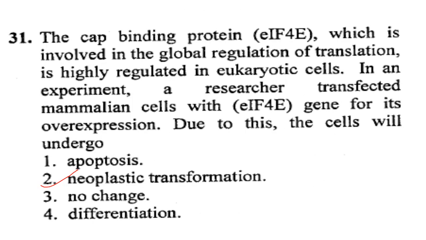The next one. The cap binding protein EIF4E, which is involved in the global regulation of translation, is highly regulated in eukaryotic cells. In an experiment, a researcher transfected mammalian cells with EIF4E gene for its overexpression. So he overexpressed the gene which is required for regulation of translation. So what will happen is that you will get cancerous cells or neoplastic transformation. Answer is option 2.